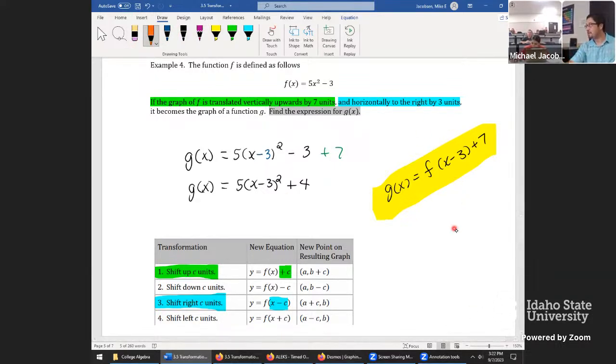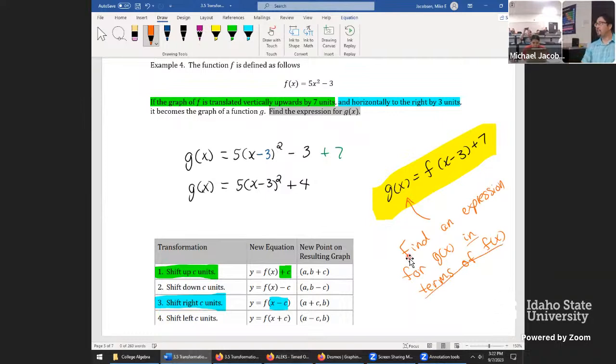I'm glad you mentioned that. The instructions would say, find an expression for g of x in terms of f of x. So if you ever see this kind of wording, in terms of f of x, then this is the type of answer they expect right here.